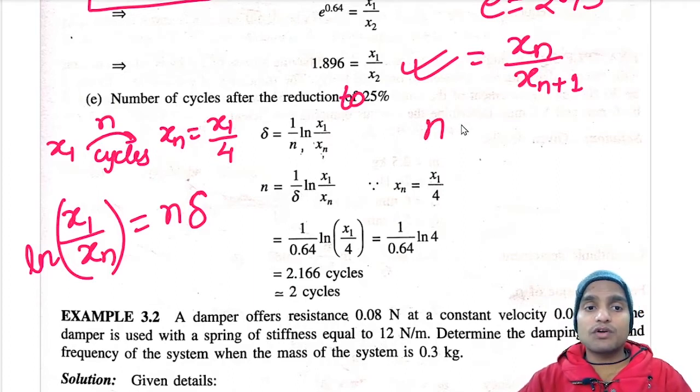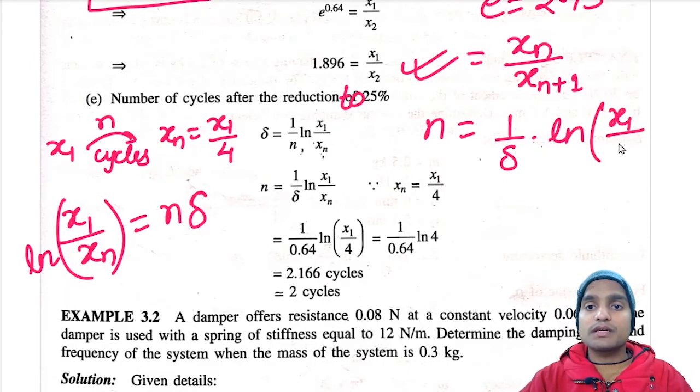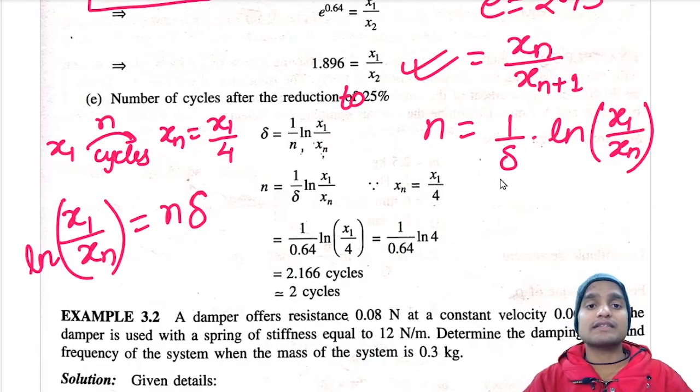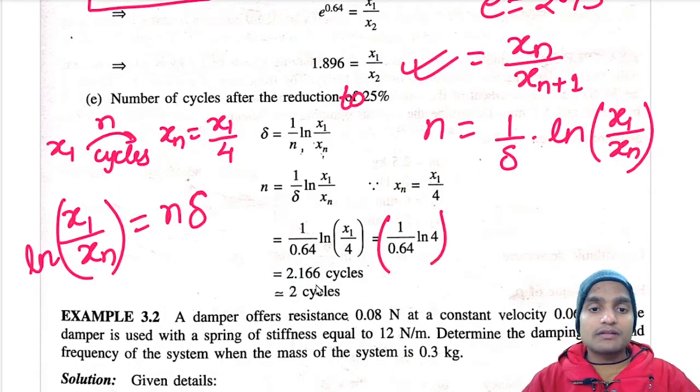n is equal to what? 1 by delta into ln of x1 by xn. Delta we have calculated, delta is equal to 0.64, and xn is equal to what? xn is equal to x1 by 4. So we can calculate, and it will come out as this value, and then it is coming as 2.166 cycles.